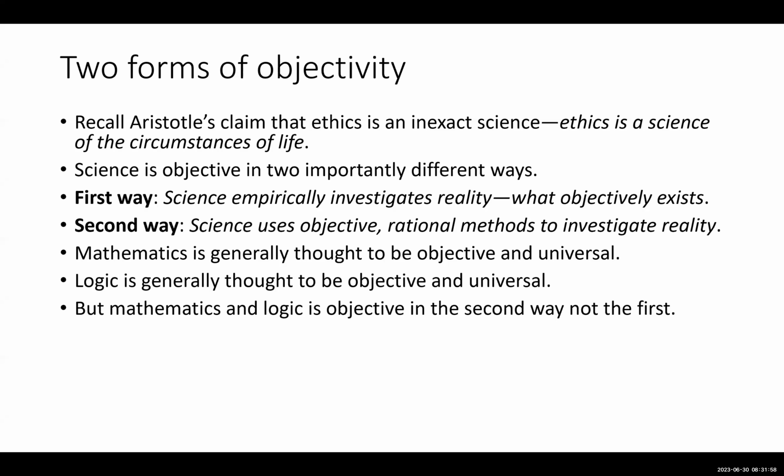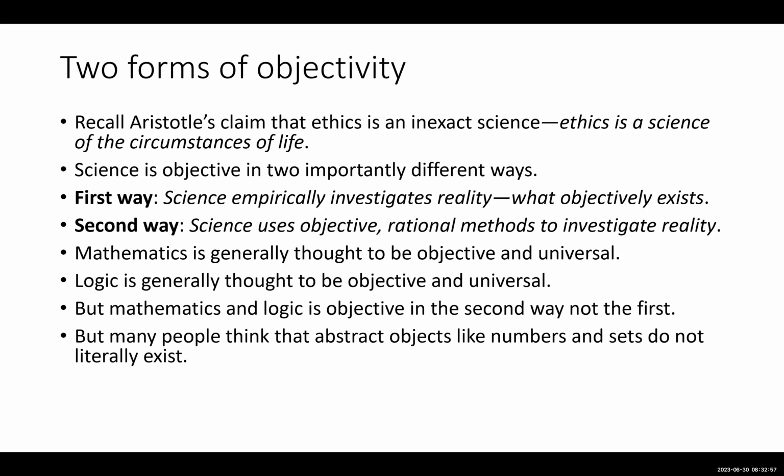They're not objective insofar as we can go out and scientifically investigate or discover what a number is. There are no numbers. There are no sets. These things are abstract objects. They're not physical objects that we can observe or investigate from a scientific perspective. So if mathematics and logic are to be objective, then they have to be objective in the second way. So the mere fact that many people think, correctly I would say, that numbers and sets are abstract objects, that they don't literally exist, nonetheless, we can think of mathematics and logic as being objective.